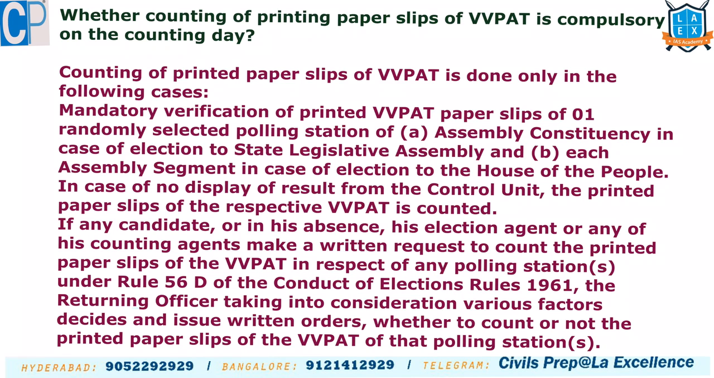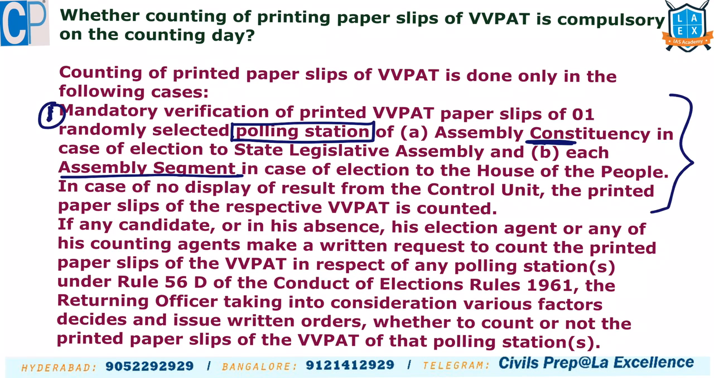Now, what follows is the counting of votes. EVM votes are counted. The question is, VVPAT paper slips are generated, right? So, are they counted? How many of them are counted? When are they counted? VVPAT votes are counted in three circumstances. First, there is a mandatory verification process for direct elections. In the case of an assembly constituency, from one selected polling station, VVPAT votes and EVM votes are tallied. In each assembly segment, if it is for Lok Sabha, from one single polling station, VVPAT votes are counted. This is the first mandatory verification of VVPATs.